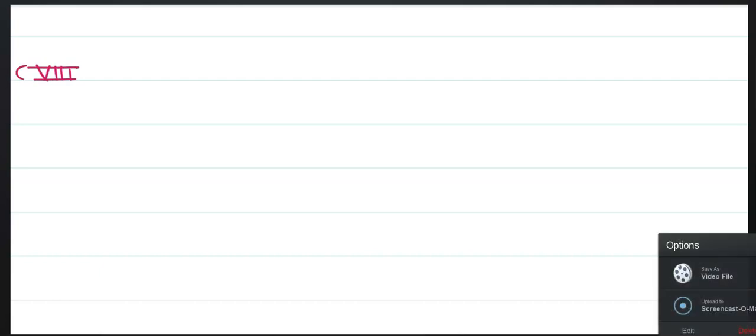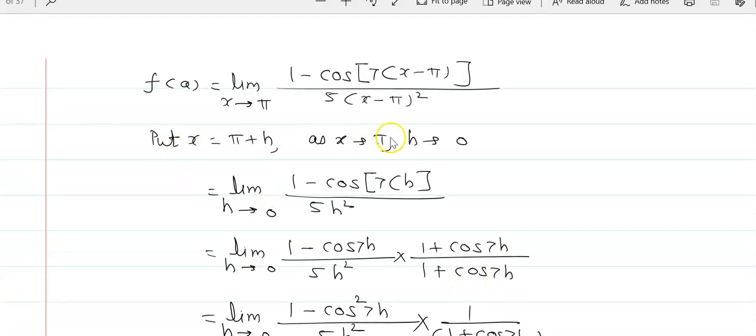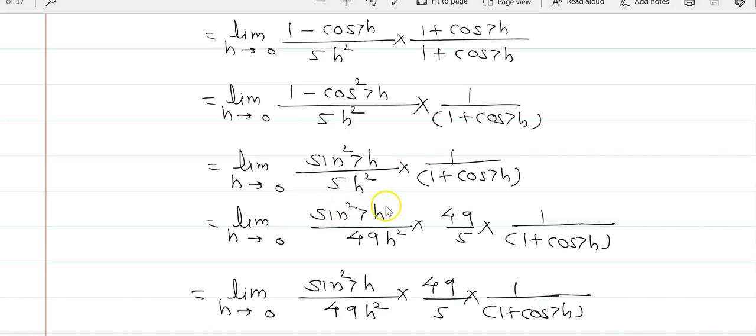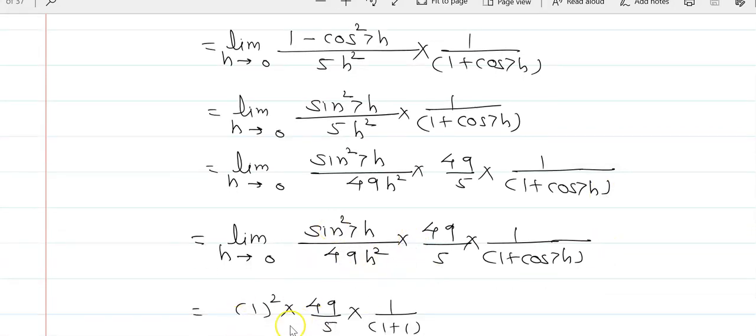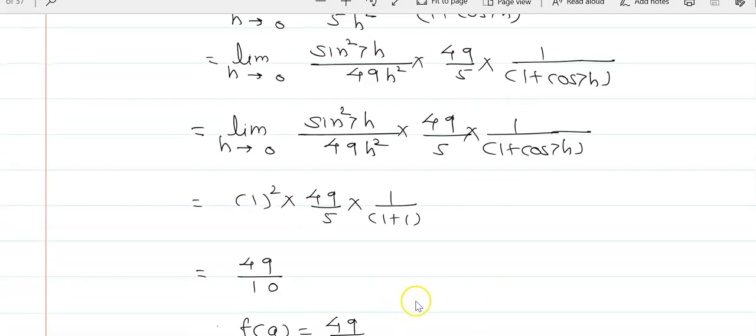Now the next is, in the second one, put x equals pi plus h; as x tends to pi, h tends to 0. Rationalize it, multiply by 1 plus cos 7h: sine square 7h upon 5h square into 1 upon (1 plus cos 7h), sine square 7h upon 49h square into 49 upon 5 into 1 upon (1 plus cos 7h). The value of this limit is 1 square, 49 upon 5 into 1 upon (1 plus 1), and that is 49 upon 10. Therefore, f(a) is equal to 49 upon 10.